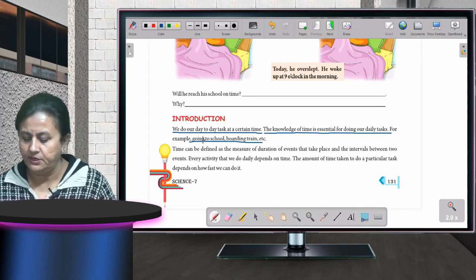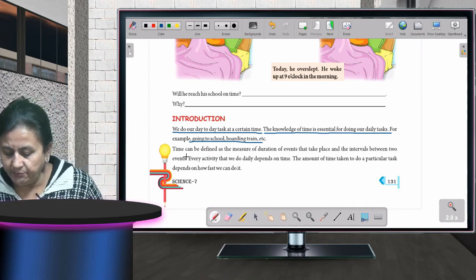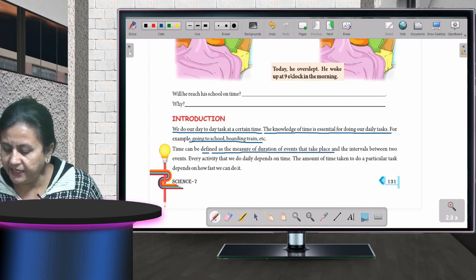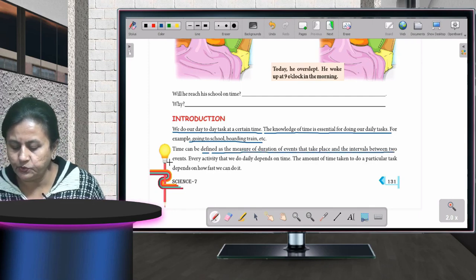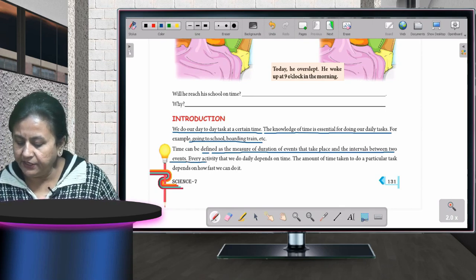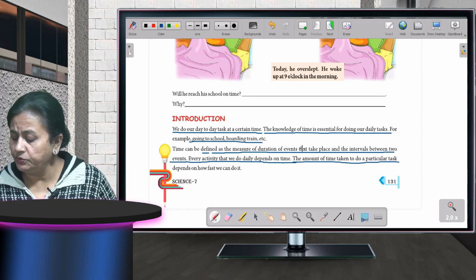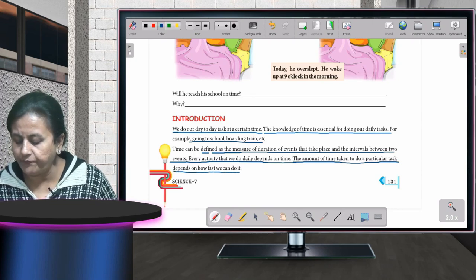Fine, children? So time can be defined as a measure of duration of events that take place and the intervals between two events. Every activity that we do daily depends on time. The amount of time taken to do a particular task depends on how fast we do it.